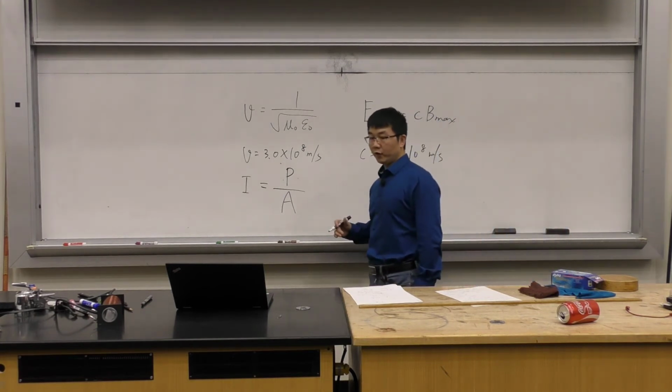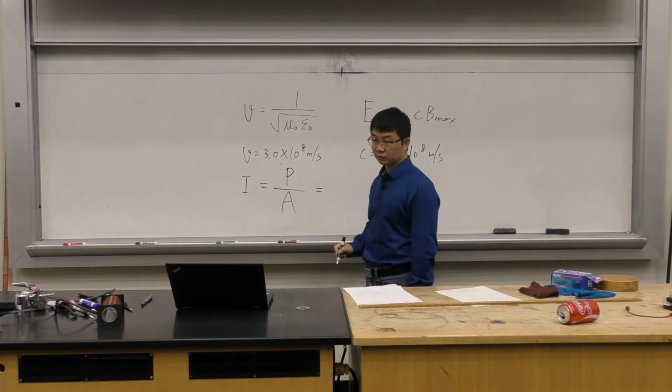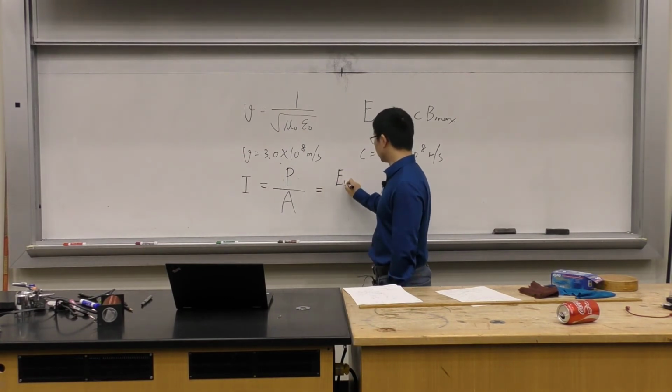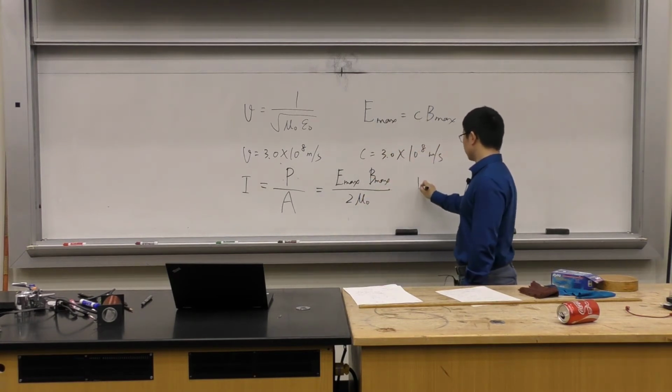But for E&M waves, this intensity has a very special equation, and this is only true for E&M waves. It's going to be equal to E max times B max divided by 2 mu naught. Mu naught is the constant we have been using, right? And of course, the unit for this is going to be watts per square meter.